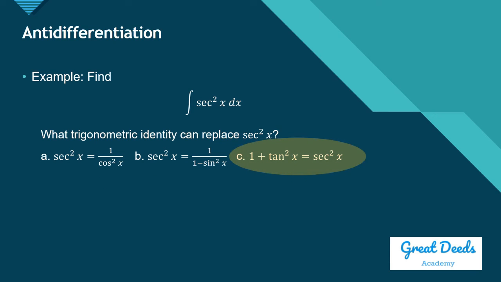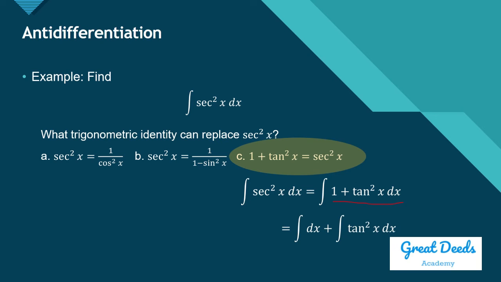So we can write the integral of the square of secant of x dx as equal to the integral of 1 plus the square of tangent of x dx. Using our linear properties, it is equal to this. Okay, we already know this. This one is equal to x, and this one from the previous slide is equal to tangent of x minus x. X minus x is 0, and so this leaves us with tangent of x plus c.